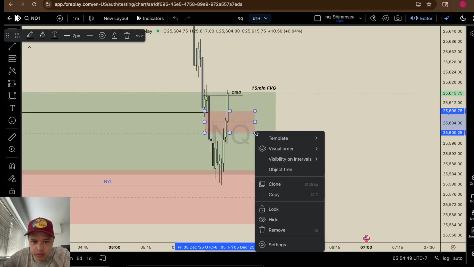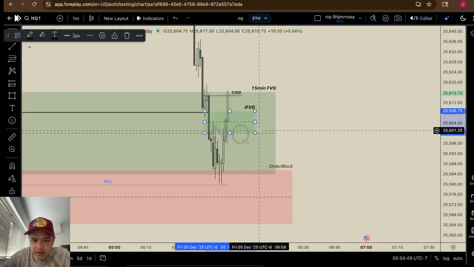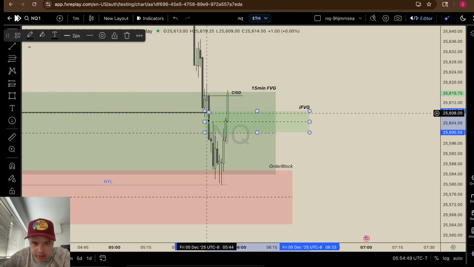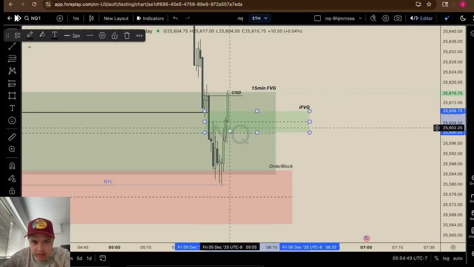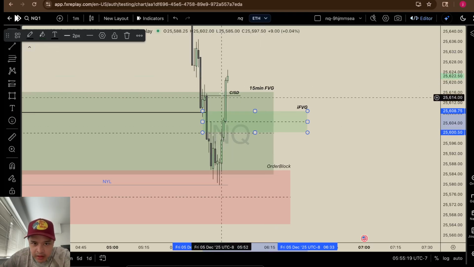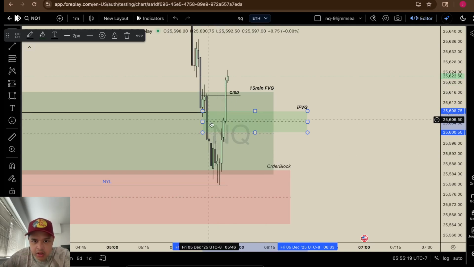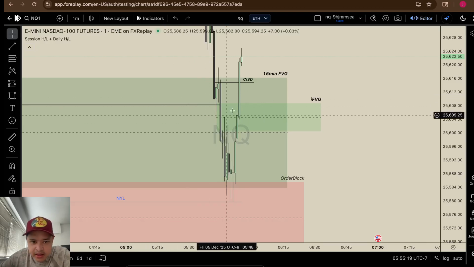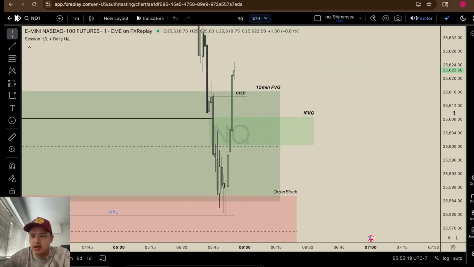And we got our inversion fair value gap here. See this bearish candle get run through? This bearish candle get run through by these bullish candles, right? See if that bullish candle closes. Yeah, it did. It closed, right? It closed. So, guys, this right here, we got a banger setup.